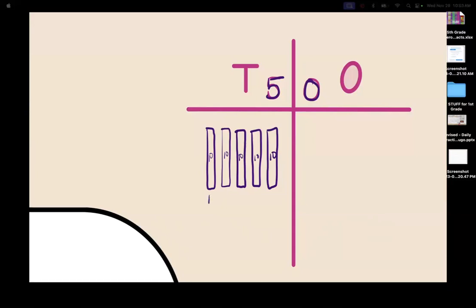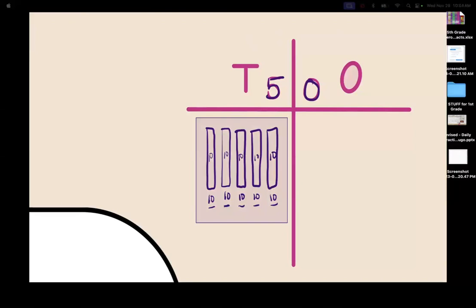So we have 10. And the third one is 10. Quinn, we have 10, 20, 30, 40, 50. Do you see that? So you have 5 10 sticks. There are 5 10 sticks here, but each one's worth 10.